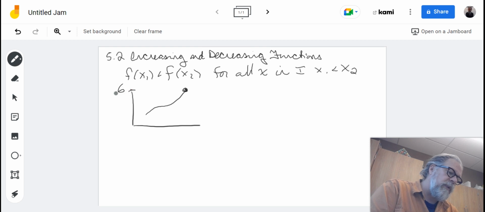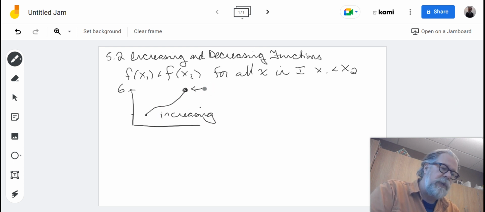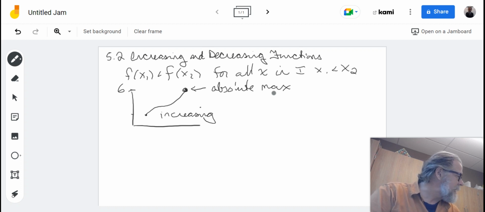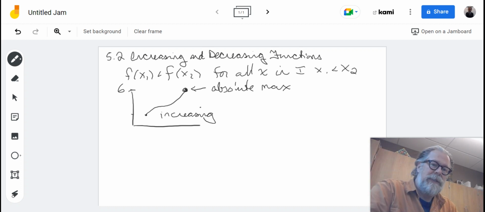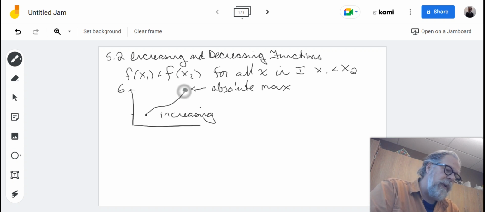This is equal to 6, and every value of this function is slightly less than the one before it, or perhaps a lot less than the one before it. But this is an increasing function, and the usefulness of this is that we know that if a function is increasing, then this value up here must be an absolute maximum. It's just a definition. It's increasing, therefore the last point in the interval has to be the absolute maximum.